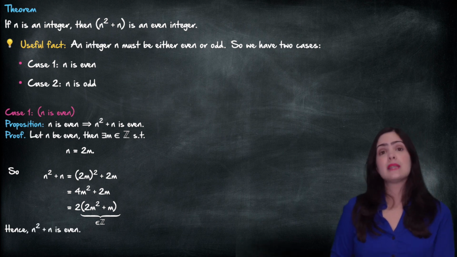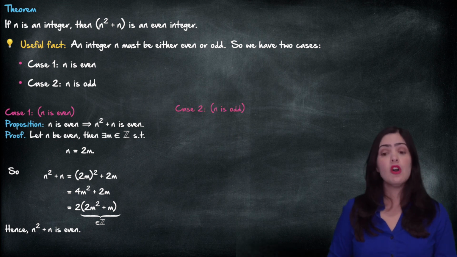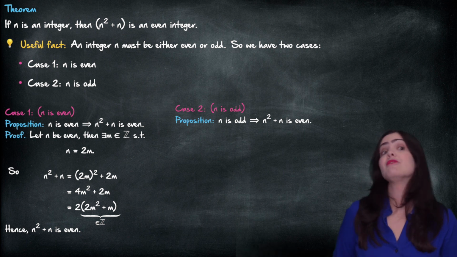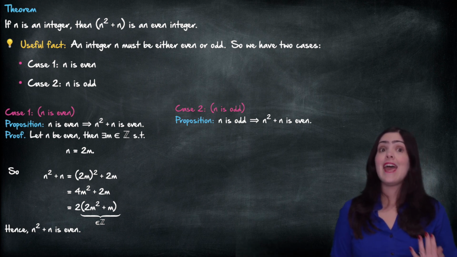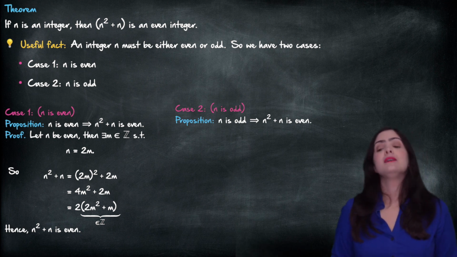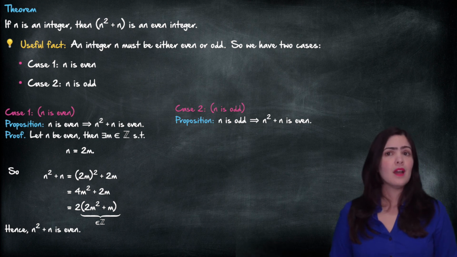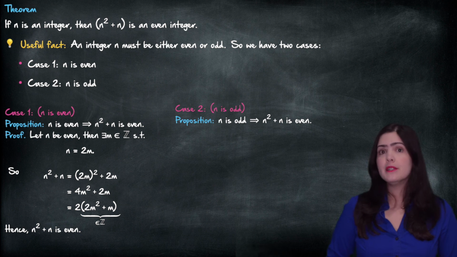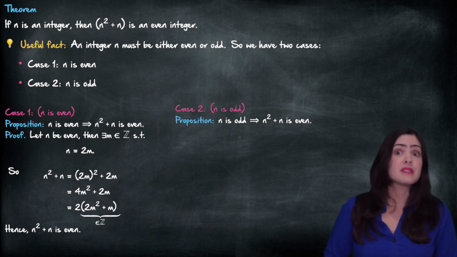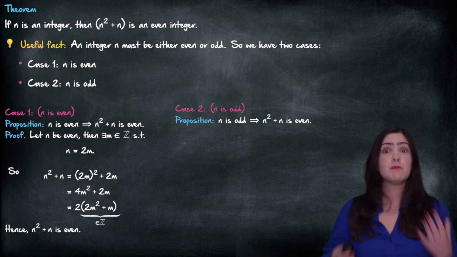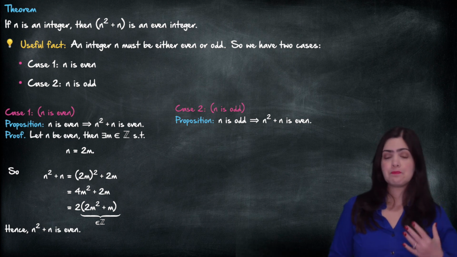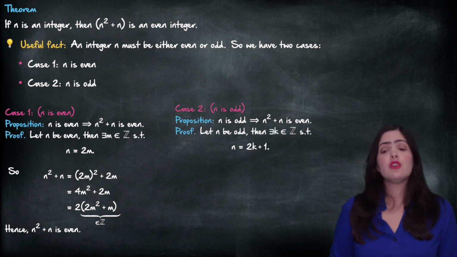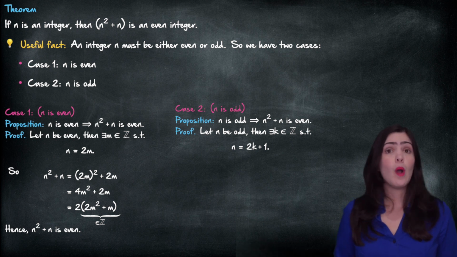And now I need to do the same thing for the case when n is odd. If n is odd, now I have this sub-proposition that if n is odd, then n squared plus n is even. And again, we're going to use the definition of odd number to help us out here, so we have something to expand, something that we can manipulate. So if n is odd, there is an integer k such that n is equal to 2k plus 1.